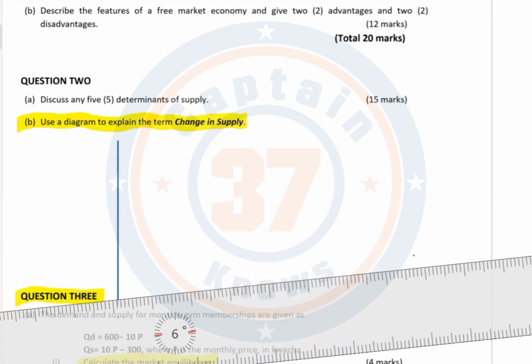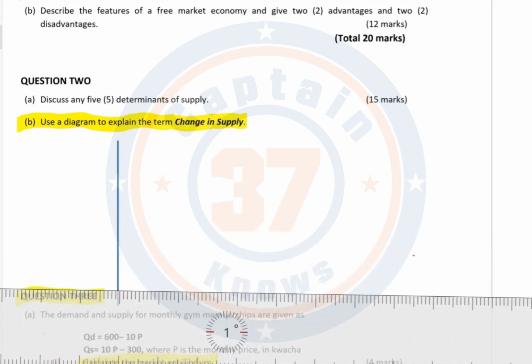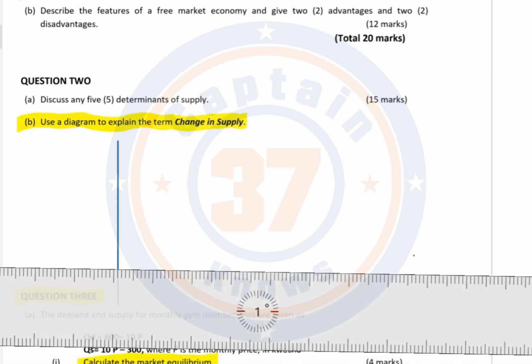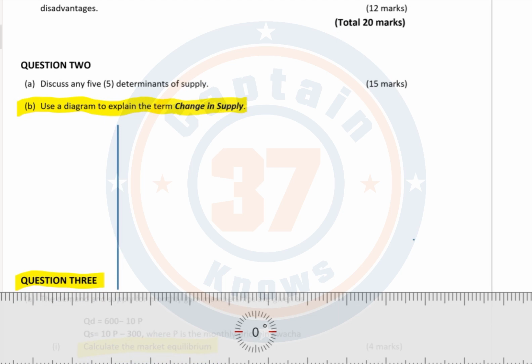I also need to put this ruler at 0, and I'm going to draw a line like this. Just for me to know, I'm going to put pointers of where I'm going to plot this particular diagram. I should have done the same here, so I'm just going to put them there like that.